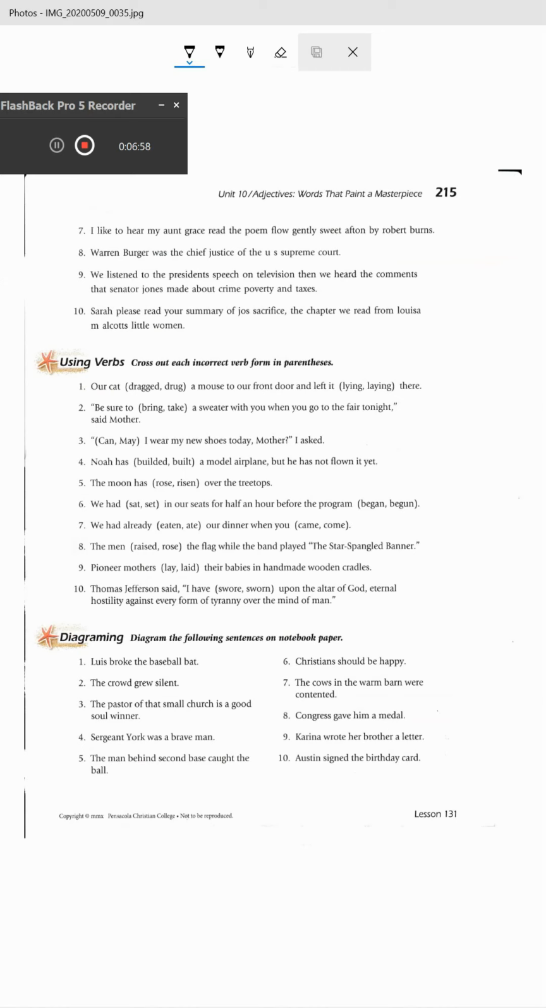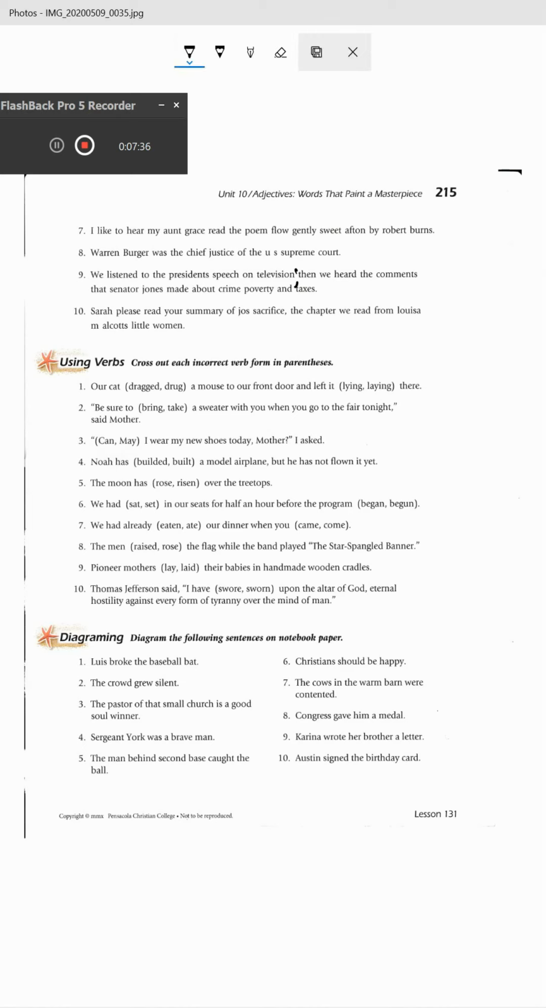We listened to the president's speech on television. Then we heard the comments that Senator Jones made about poverty and the laws. All right. So a couple things we could do. Do you see that "then" there? We can't connect that with a comma. So there's two things you could do. You could put a period here and make it a new sentence. Or you could do the semicolon. That would work also. I didn't mention that last time, but you could do the semicolon.